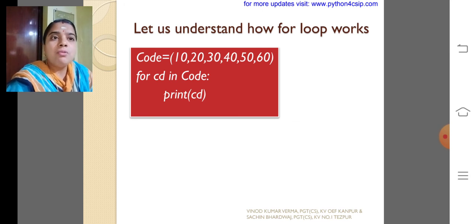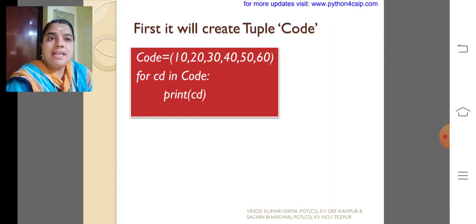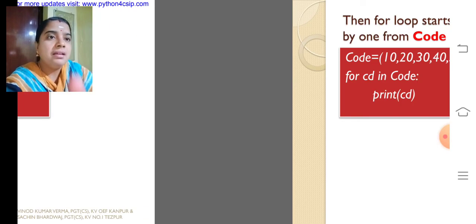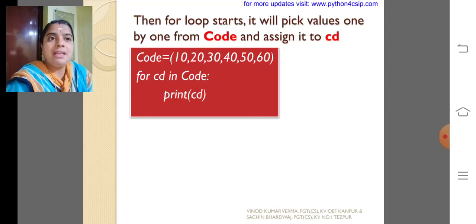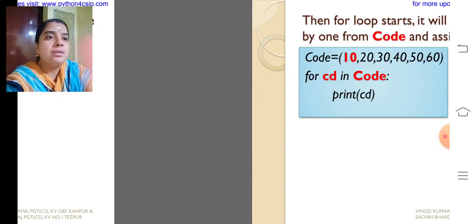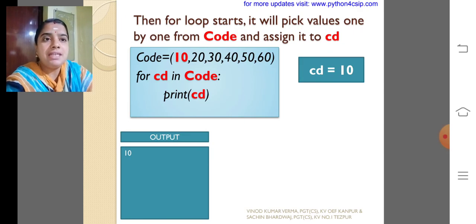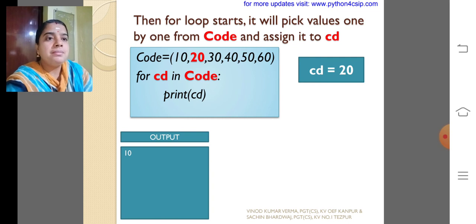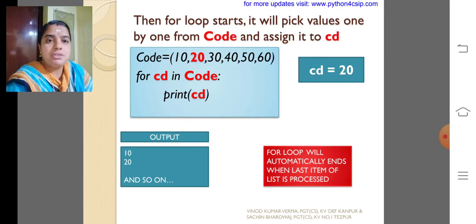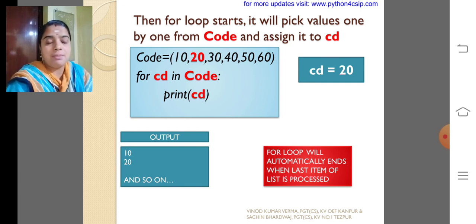Let us understand how the loop works if you are giving the code like this. First, it will create a tuple code. Then the loop starts. It will pick the values one by one from the code and assign them to CD. So the first value of CD will be 10. So CD will be 10, and it will print 10. Then CD becomes 20, so it will print 20. So the for loop will automatically end when the last item of the list is processed.